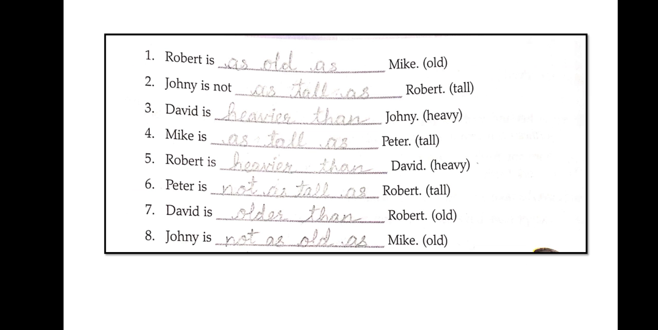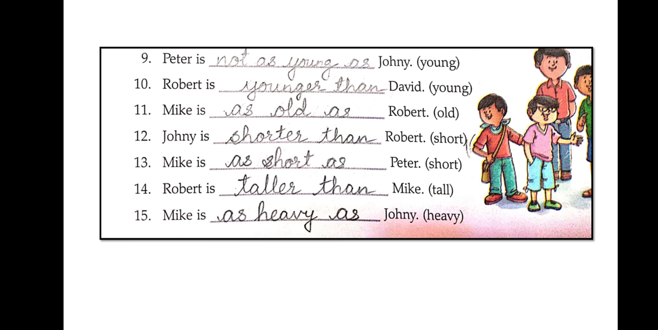4, Mike is as tall as Peter. 5, Robert is heavier than David. 6, Peter is not as tall as Robert. 7, David is older than Robert. 8, Johnny is not as old as Mike. Number 9, Peter is not as young as Johnny. 10, Robert is younger than David.